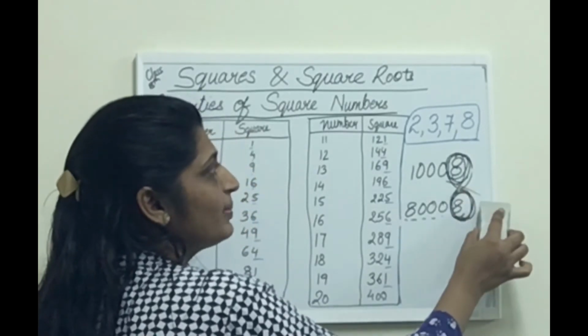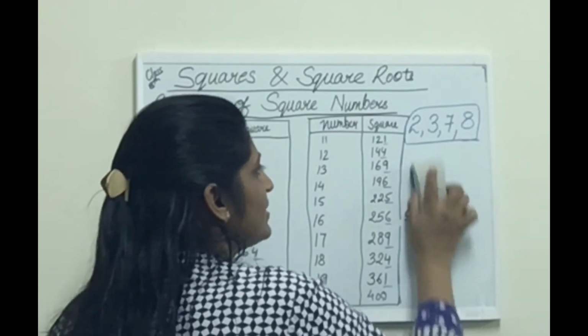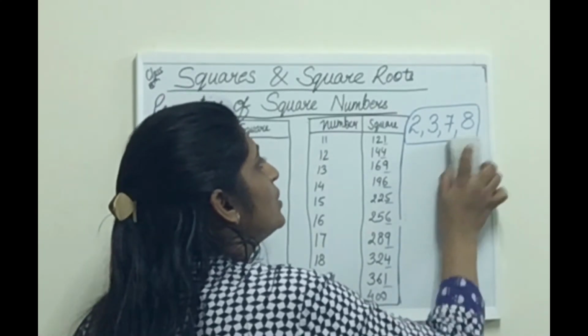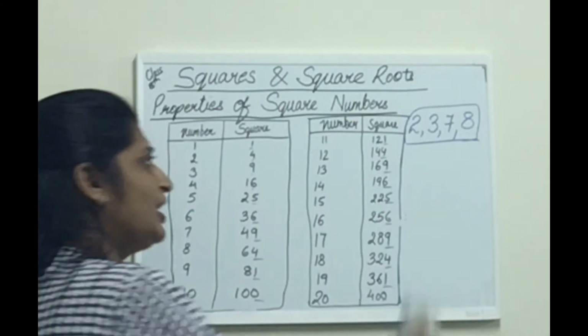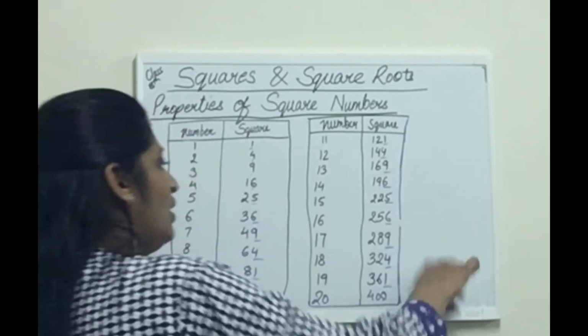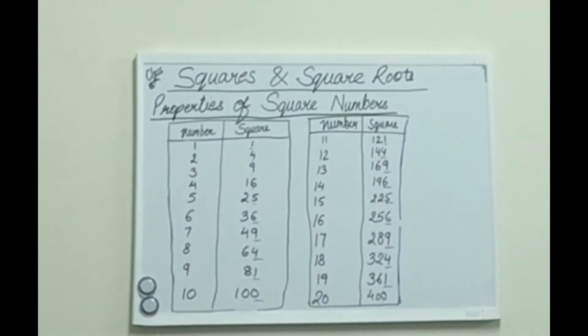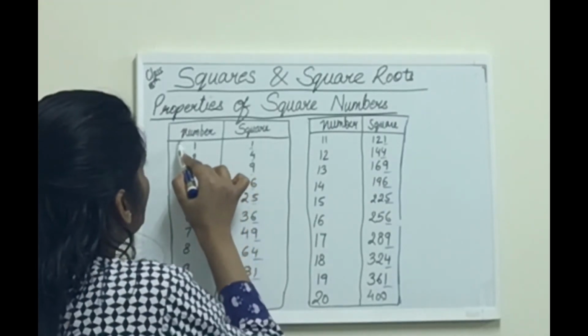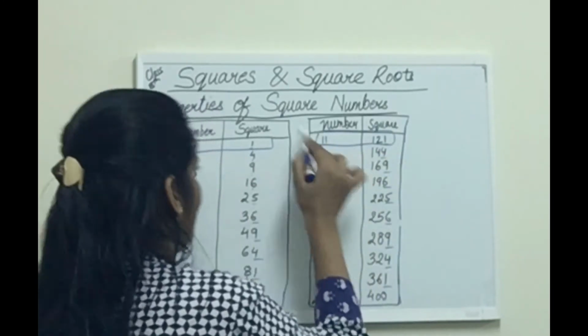These two numbers are not perfect squares. Why are they not perfect squares? Because 8 is at their units digit. So 2, 3, 7 and 8. These are 4 numbers. Mind it. 2, 3, 7 and 8. They cannot be at the units digit of perfect squares. Now I want you all to look at these numbers which I am highlighting.